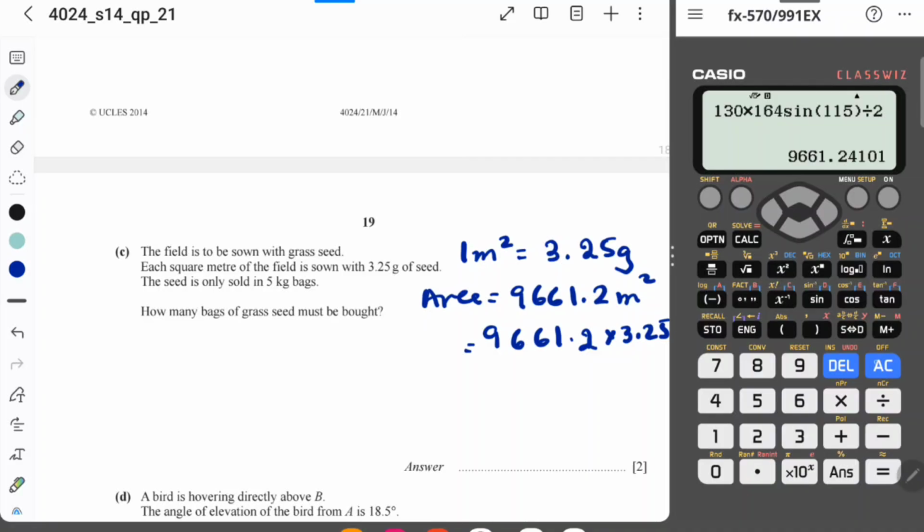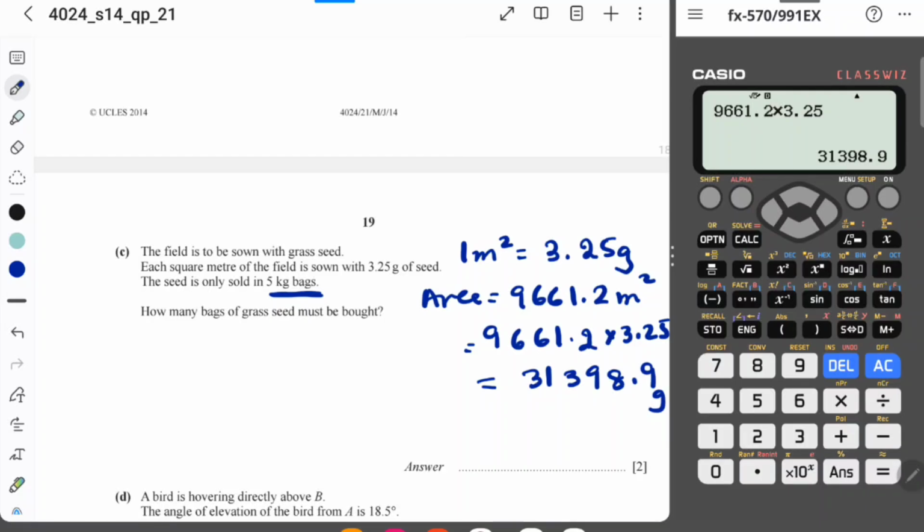So that is 9,661.2 times 3.25, which equals 31398.9. So that is 31398.9 grams, obviously grams, but they're telling us that the seed is only sold in 5 kg. So in a bag you will have 5 kg of seed.